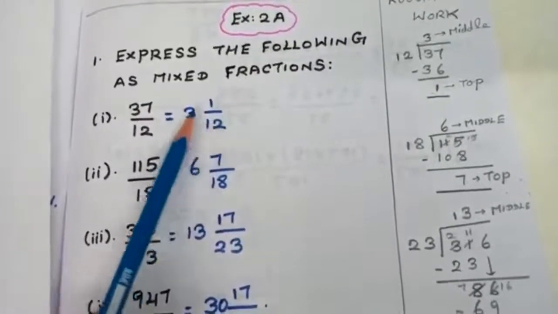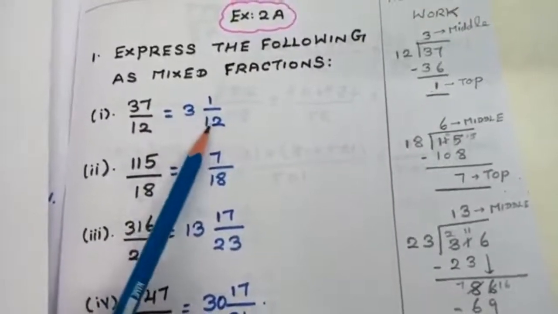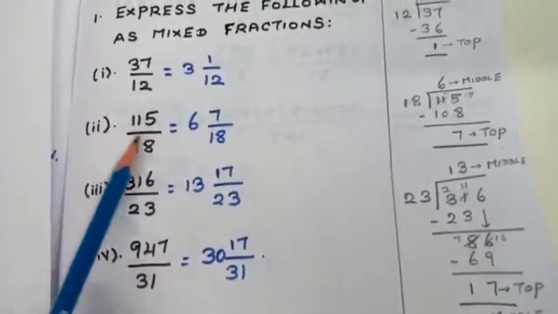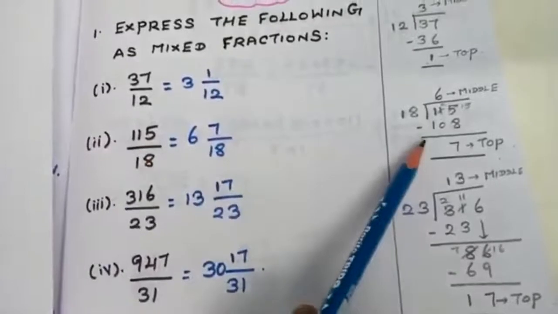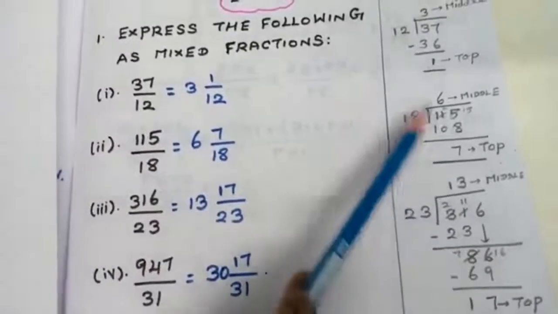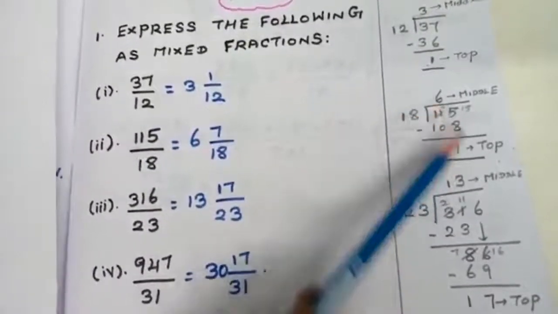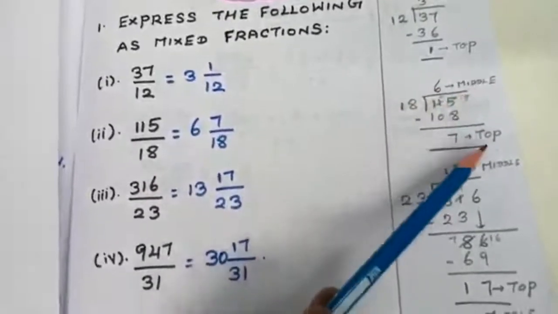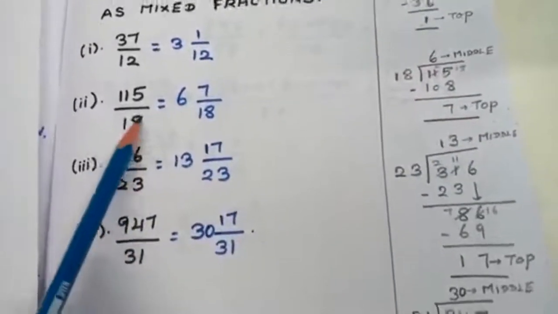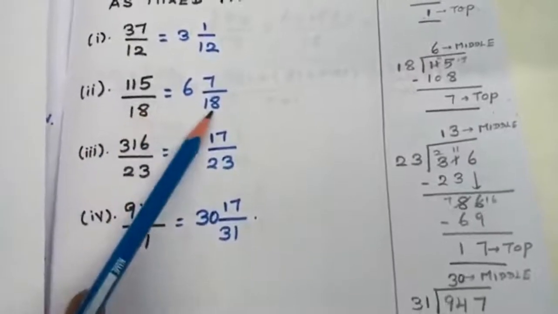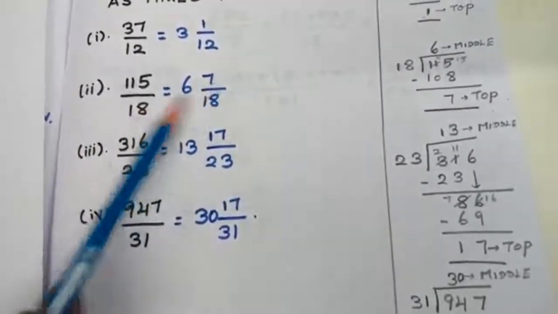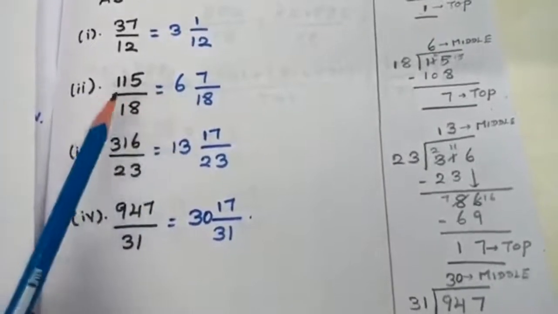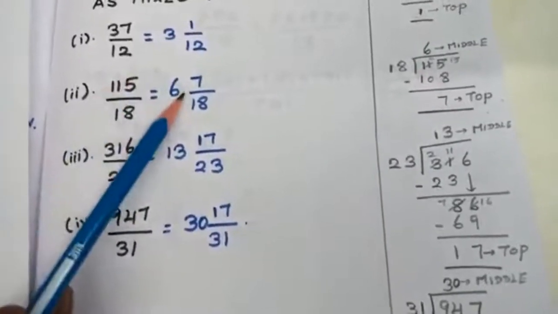If you change any one of these concepts, you will not get the answer correctly. In the same way, you are going to try the remaining sums. 115 divided by 18: go to the rough work, students, divide and see. The quotient value you write in the middle, the remainder on top, and the denominator as it is. So this is the way of writing a mixed fraction. The meaning is that the same question is written in another format.